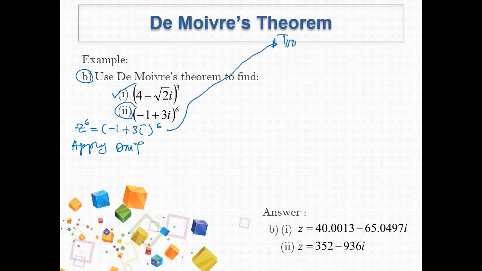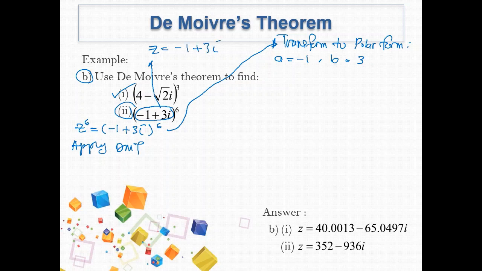to polar form. So we need the r. So here, from here we know a is -1 and b is 3. Here you need to know that this is your original z only. So your z only is -1 plus 3i.